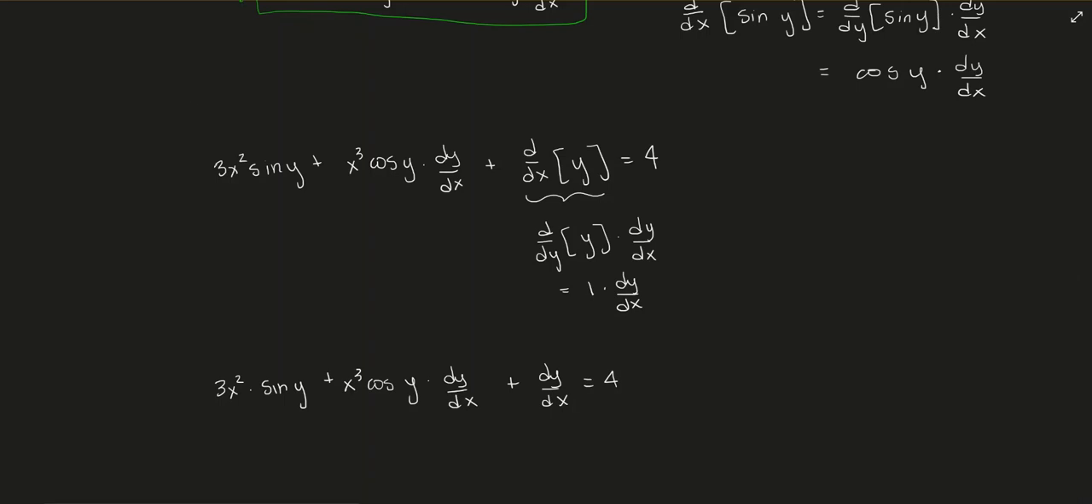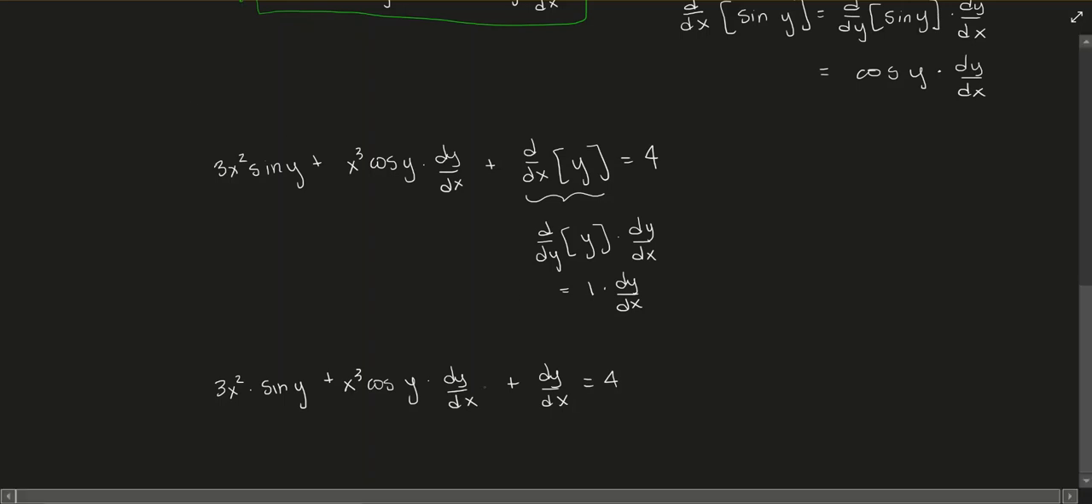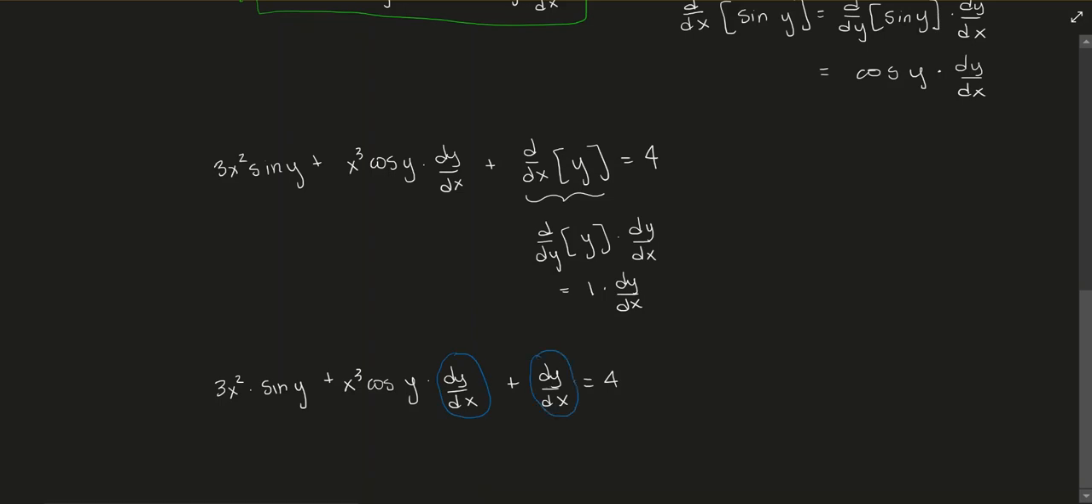Now let's take a second and point out where the dy dx terms are. So we have one here, we have one here, and since there's more than one, we'll need to factor them out. Let's first move everything over to the right-hand side of the equation that doesn't have the dy dx term in it.